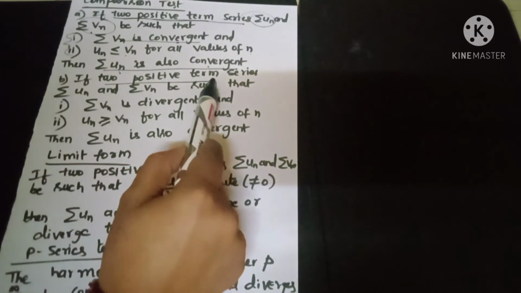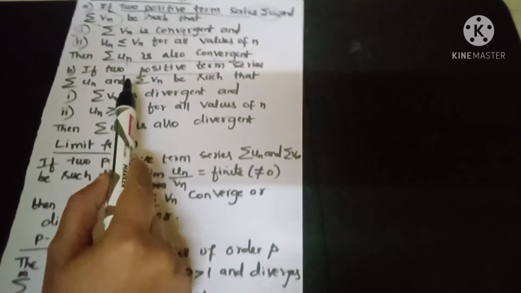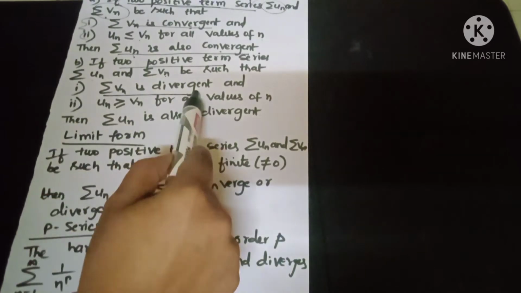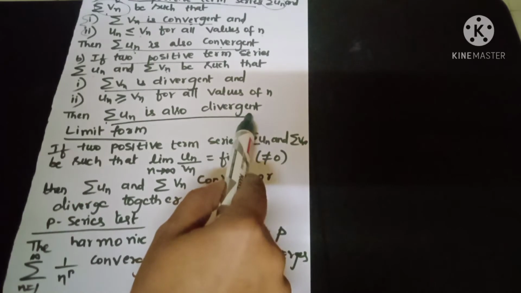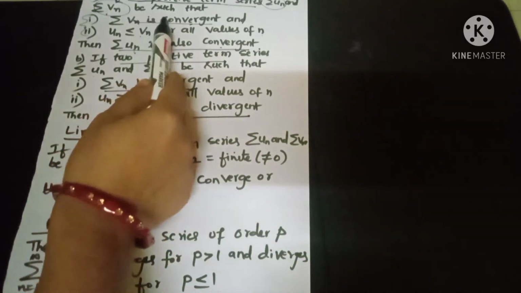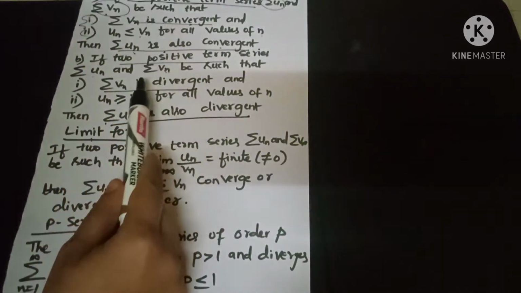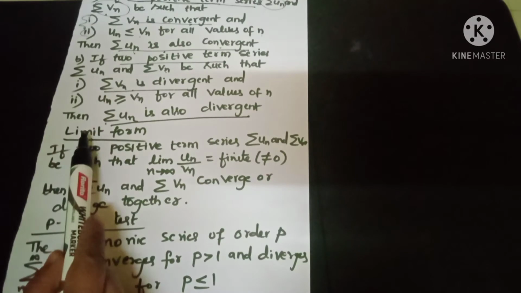If two positive term series, sigma un and sigma vn, are such that sigma vn is divergent for this condition, then the given series is also divergent. If vn is convergent, then un is also convergent. If vn is divergent, then un is also divergent.